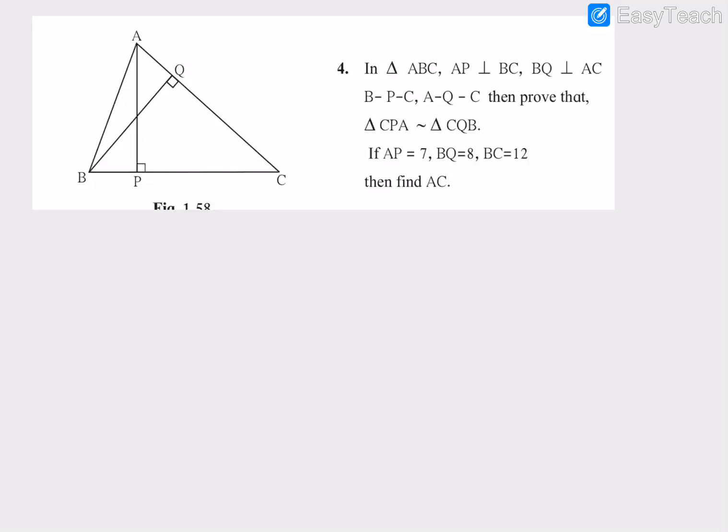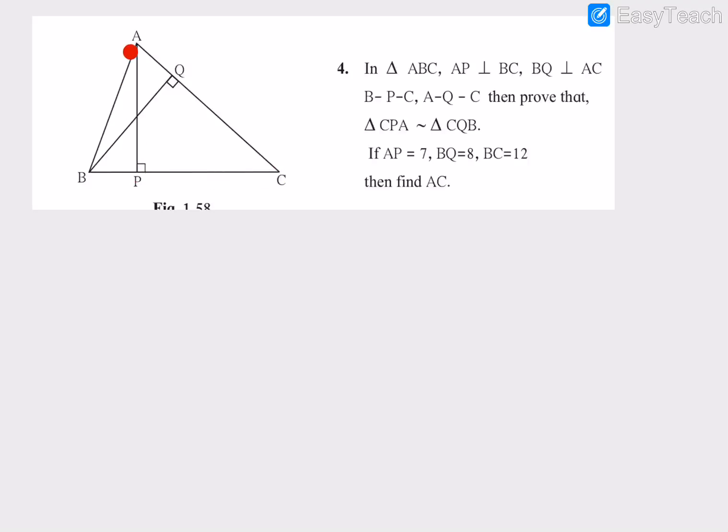We are going with the fourth problem. So in this problem, in triangle ABC, AP is perpendicular to BC, BQ is perpendicular to the side AC, and also given that B, P, C are collinear and A, Q, C are collinear. Collinear means the sum of the sides BP plus PC will be equal to BC and AQ plus QC will be equal to AC. So we have to prove that triangle CPA is similar to triangle CQB.